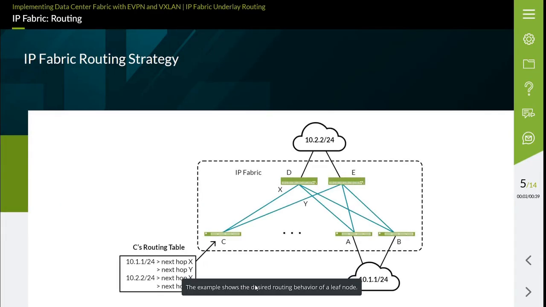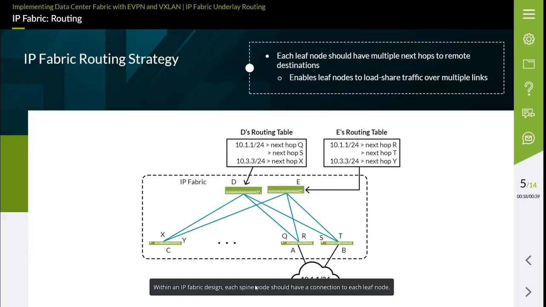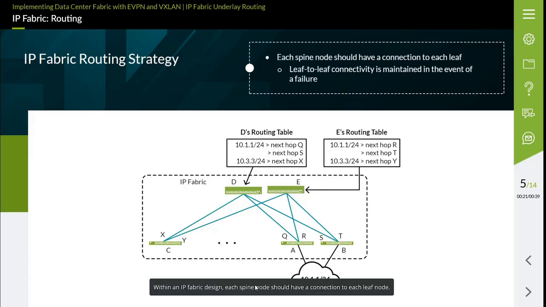The example shows the desired routing behavior of a leaf node. Ideally, each leaf node should have multiple next hops to use to load share traffic over the IP fabric. Note that router C can use two different paths to forward traffic to any remote destination. Within an IP fabric design, each spine node should have a connection to each leaf node. In the event of a spine node link or node failure, leaf-to-leaf connectivity is maintained.